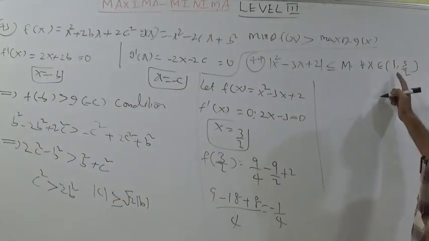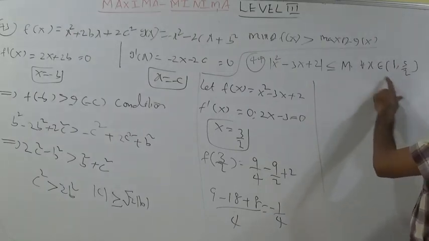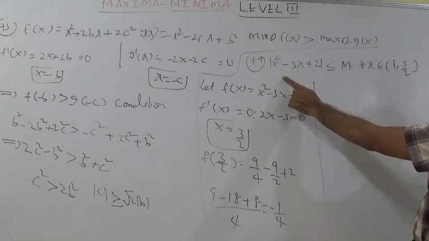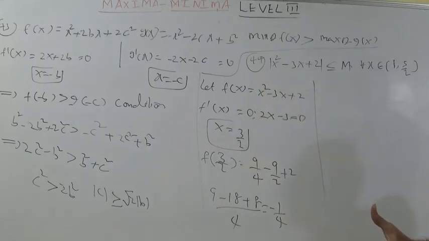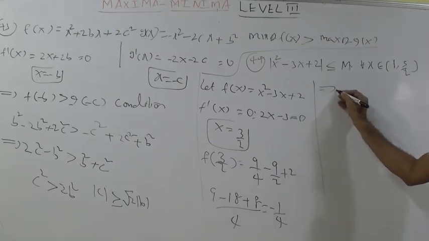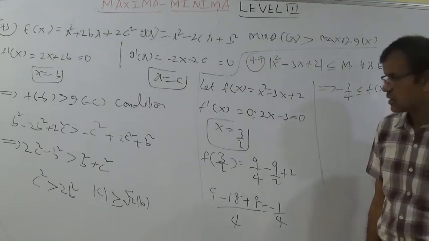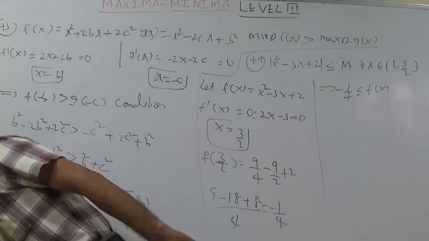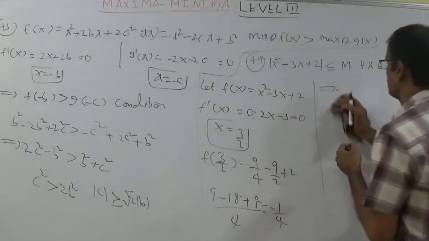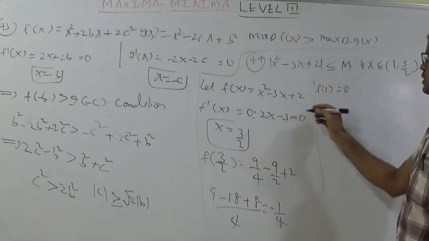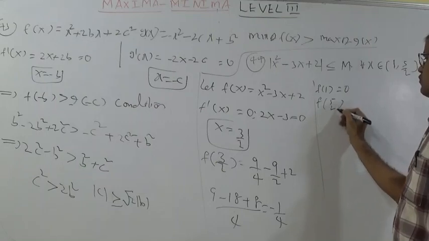The endpoints of the given interval, 1 and 5 by 2, are the critical points here. If you substitute 1 here, it is 0. So minus 1 by 4 is the minimum and there is no need to calculate further. So I am writing here minus 1 by 4 less than or equal to f of x. Let us substitute 1 and 5 by 2 also; later we can discuss the modulus. Substitute 1, students: f of 1 becomes 0.